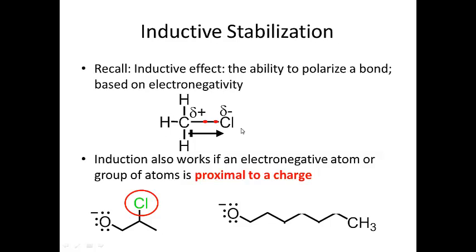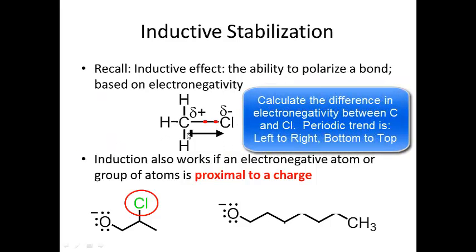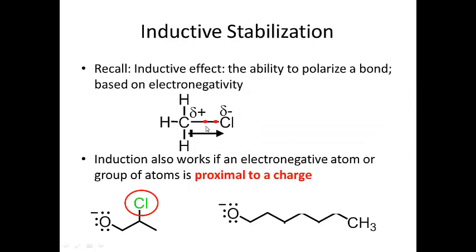Remember, if the difference in electronegativity is between 0.3 and 1.4, that bond is considered polar covalent. Notice the dipole is going in the direction of chlorine, and if you look here in the bond, the two electrons, although they're shared, they're unequally shared. That's another definition we learned earlier about polar covalent bonds. So we see that there's a dipole present, meaning that there's some charge separation, and the reason is because this bond is polarized through what we call induction.